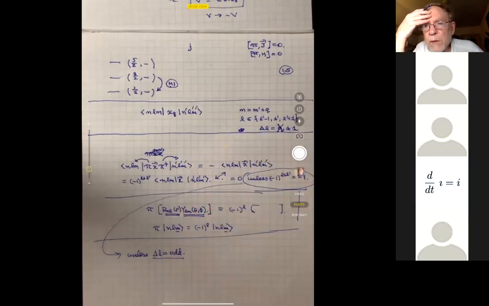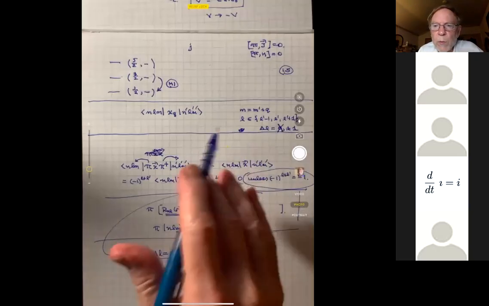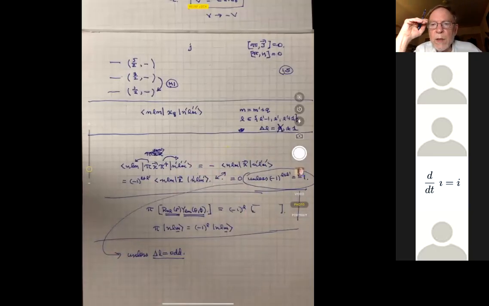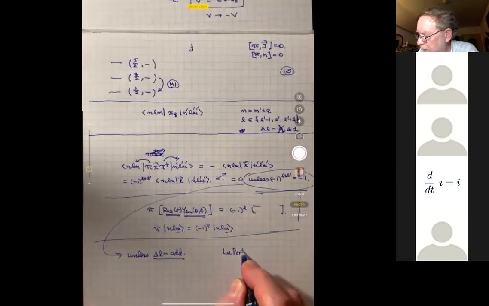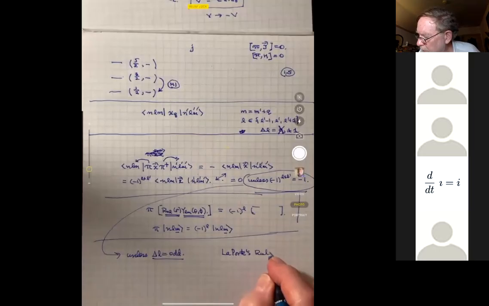All right, so this is the main role of parity and selection rules. This particular selection rule, that delta L is odd, which turns into plus or minus 1 for electric dipole transitions, is called Laporte's rule. I don't know who Laporte was, but I think he was an experimentalist who observed a rule by looking at the actual spectra.